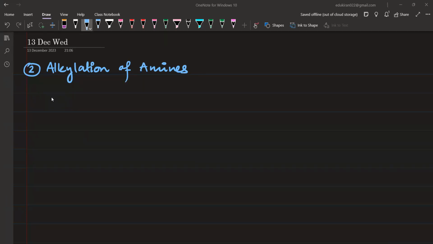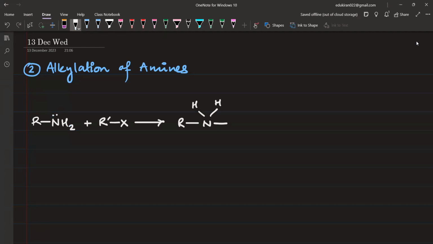This reaction is the alkylation of amines. We have also seen this reaction in the method of preparation. When you have R NH2 and you react this with any alkyl halide R dash X, this gives you a salt, which is R, nitrogen, attached with two hydrogens as previously, and also attached with the alkyl group R dash. There will be a positive charge on the nitrogen atom, and this positive charge will be stabilized by the halide ion, that is X negative.